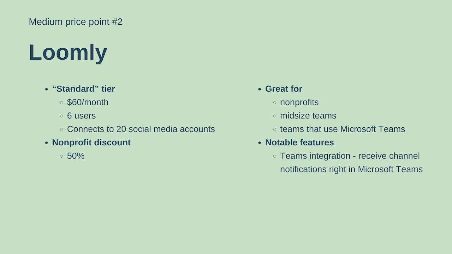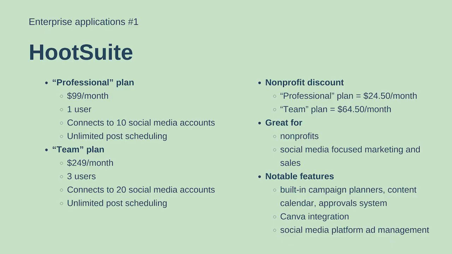This tier comes with a Teams integration that allows you to receive channel notifications in-app. And now I'll quickly touch on a few tools at an enterprise level. First up is Hootsuite. Typically, Hootsuite is in the enterprise class of applications, but they have an enticing discount for nonprofit organizations. Their starting tier, the professional plan, is normally billed at $99 per month. But with their nonprofit pricing, this comes in at just $24.50 per month.